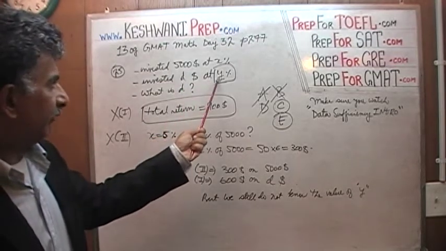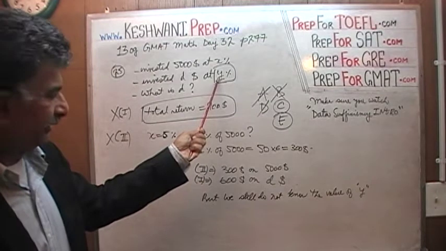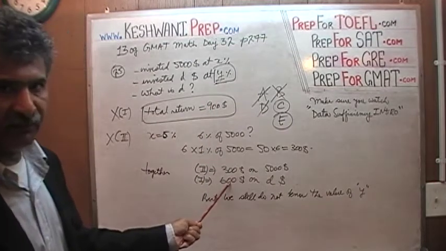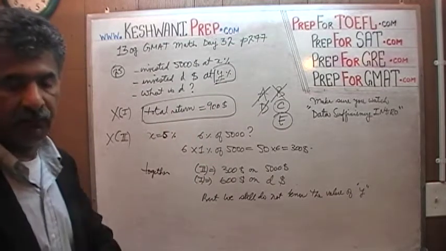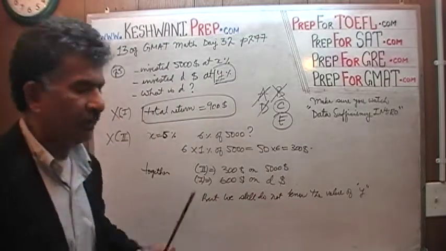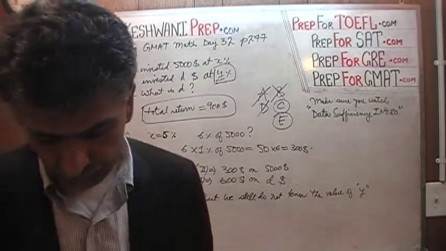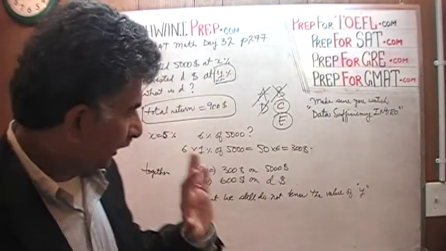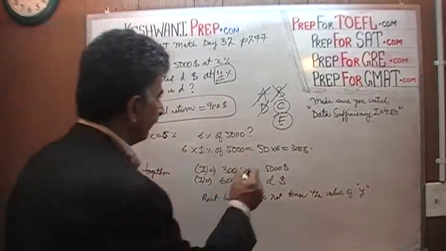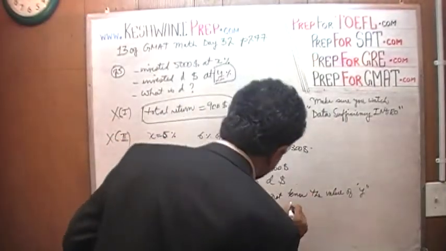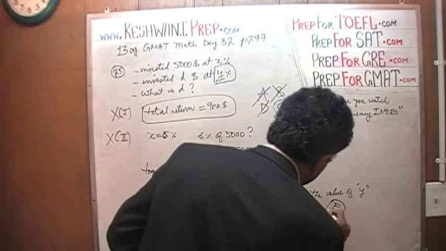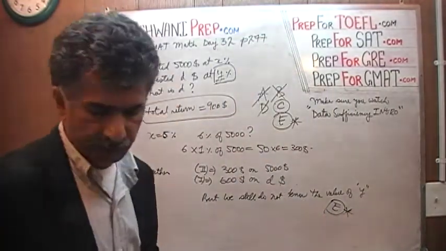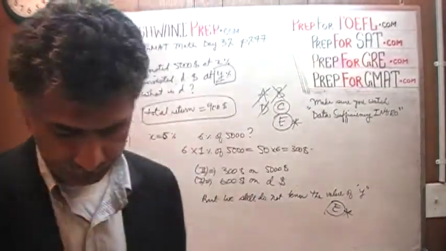Or, for example, if we know that Y is 50% and we know that she got $600, she must have invested $1,200, and so on and so forth. We do not know the value of Y. Without the value of Y, we cannot do anything at all. Even putting them together is not enough. The answer is E. We do not know the value of Y. Even putting the two statements together does not get us anywhere.